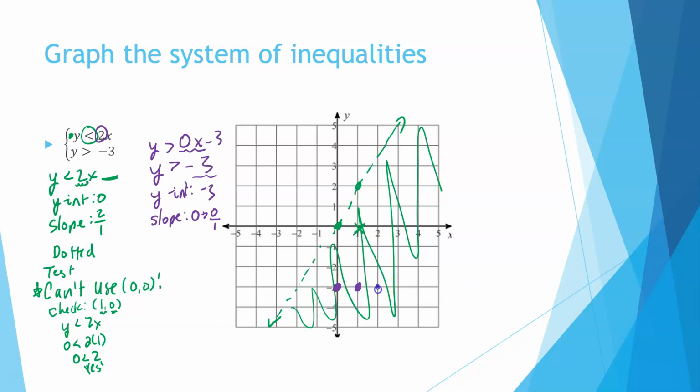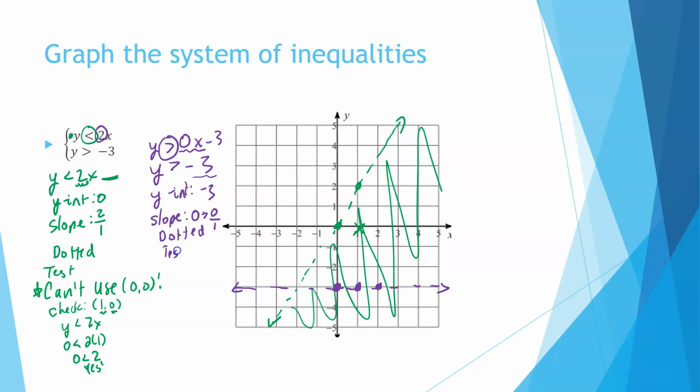Rise 0, run 1. Anytime you have y equals or is greater than or less than just a number, it's going to be a horizontal line because the slope is 0. Okay, so that's why they go straight across. Because it's greater than, it's going to be a dotted line. So it's a dotted horizontal line across -3 on the y-axis.